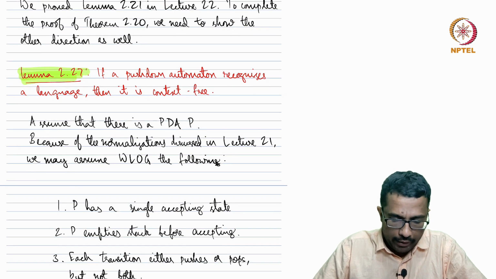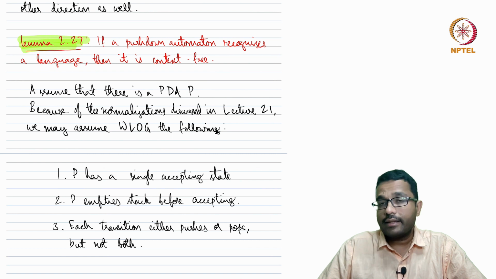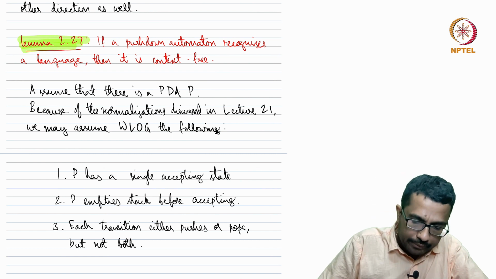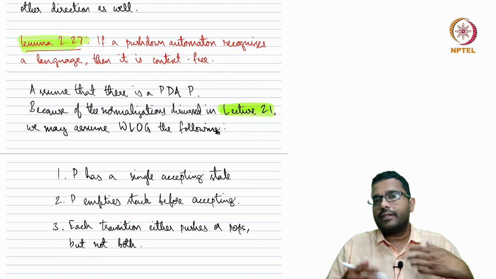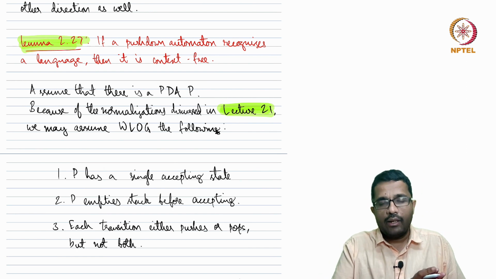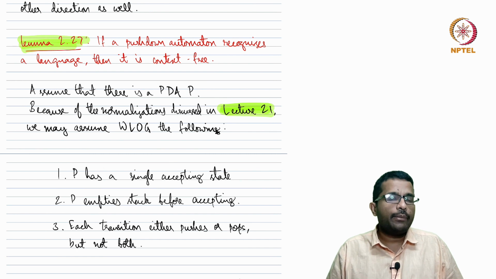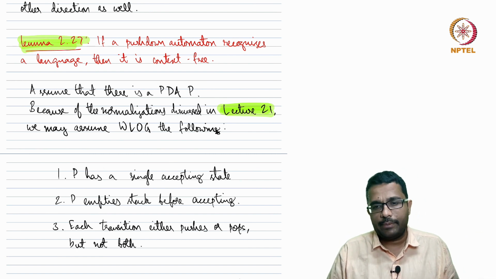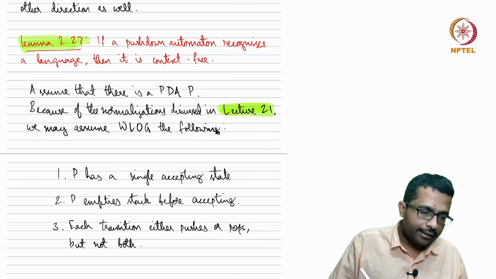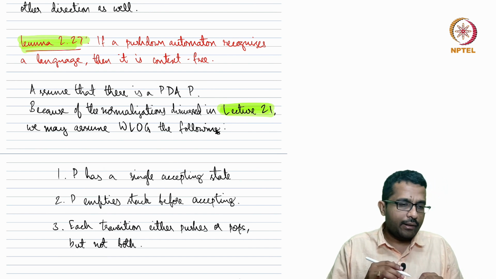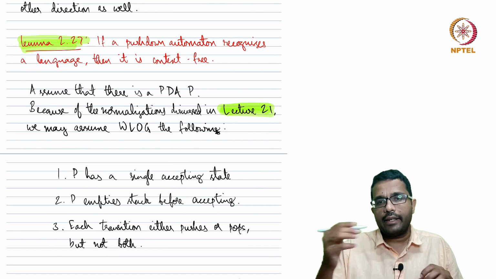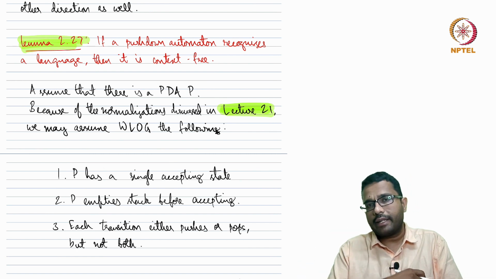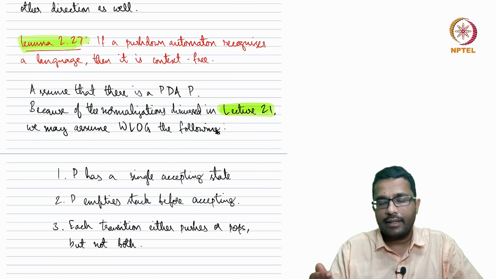The first point is that if you recall, in the last lecture of week 4, lecture 21, immediately after seeing PDAs, we had explained a couple of things. One is that given any PDA, if it has multiple accepting states, you can construct an equivalent PDA which has a single accepting state. You may recall that this was done by adding a new accepting state and making epsilon transitions from all the old accepting states to the new accepting state. So that's how we did the first one.